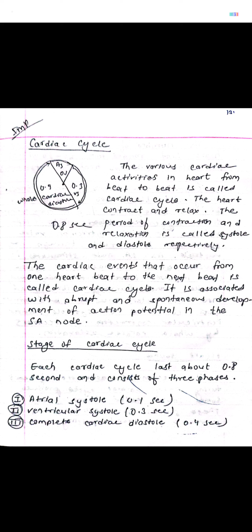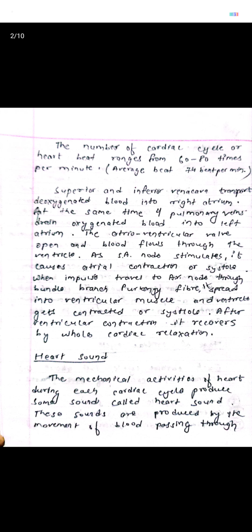It is associated with the abrupt and spontaneous development of action potential in the SA node. Stages of cardiac cycle: each cardiac cycle lasts about 0.8 seconds and consists of 3 phases: atrial systole 0.1 second, ventricular systole 0.3 second, complete cardiac diastole 0.4 second. The number of cardiac cycles or heartbeats ranges from 60 to 80 times per minute. Average beat 74 beats per minute.